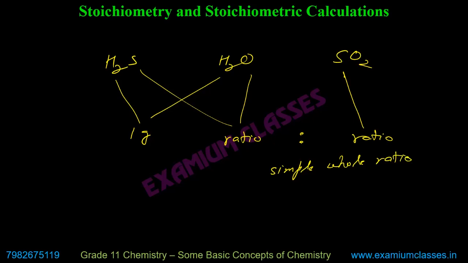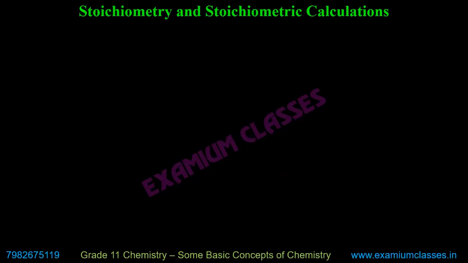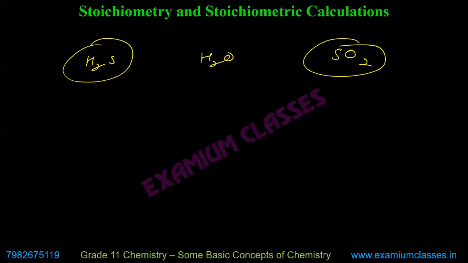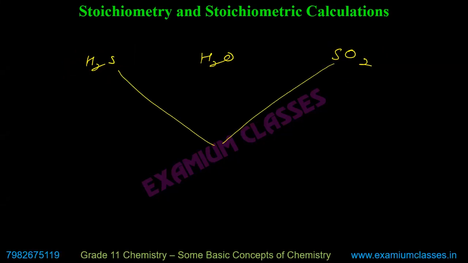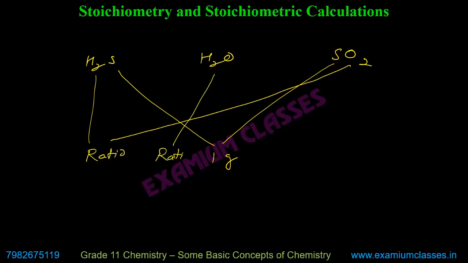Now suppose you consider the same H2S, H2O, SO2, but you consider these two. In these two, what is common? Sulfur is common. So you will make sulfur 1 gram and find O and H2. Calculate the ratio of oxygen and hydrogen, and compare that with the ratio of hydrogen and oxygen in water. The ratio will be a simple whole ratio.